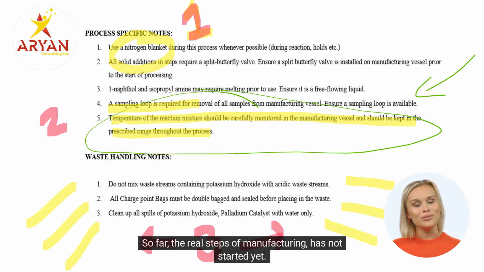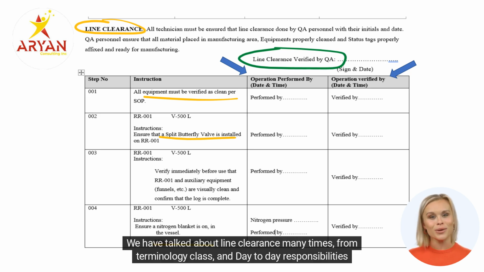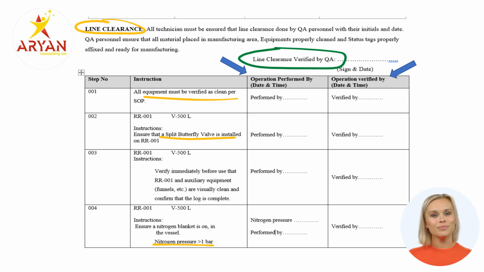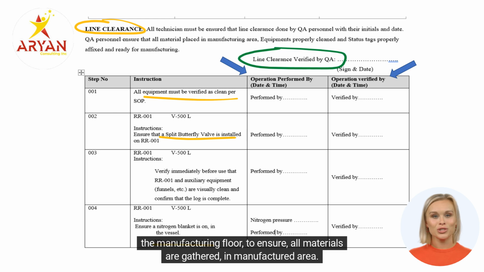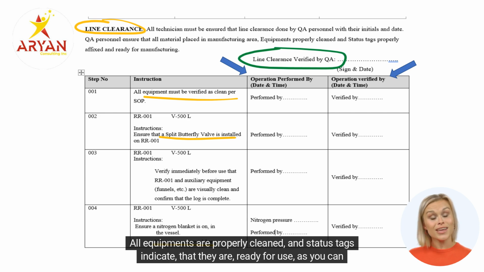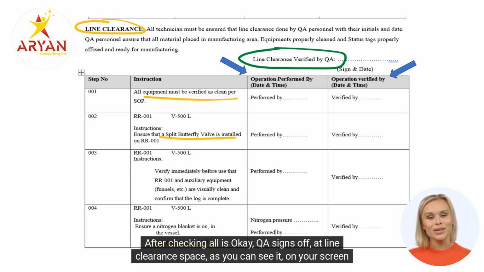So far, the real steps of manufacturing have not started yet, but we are all prepared and ready to go. We have talked about line clearance many times, from terminology class and day-to-day responsibilities of a manufacturing technician. Now this is the place in the BPR. Before you start performing any action, a quality assurance person will come to the manufacturing floor to ensure all materials are gathered in the manufacturing area. All equipment is properly cleaned and status tags indicate that they are ready for use, as you can see on the screen in the orange circle.